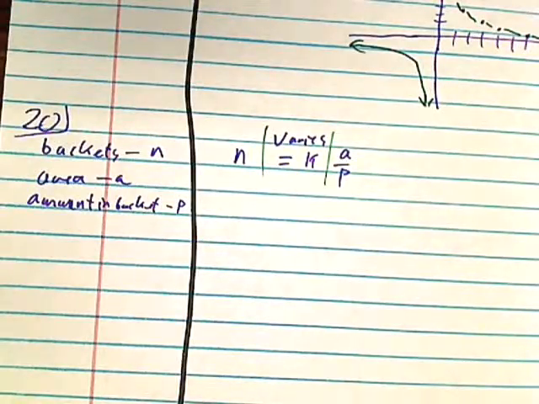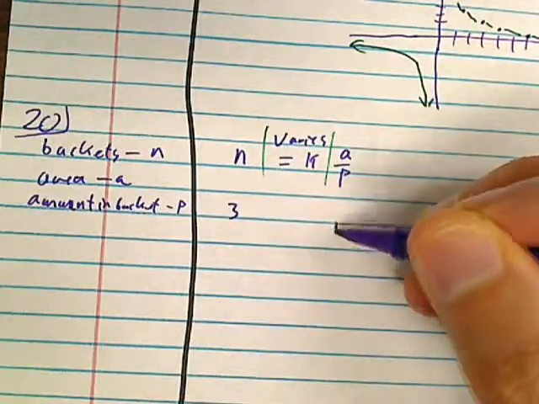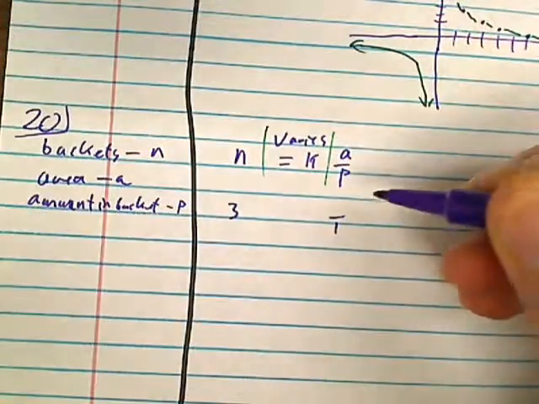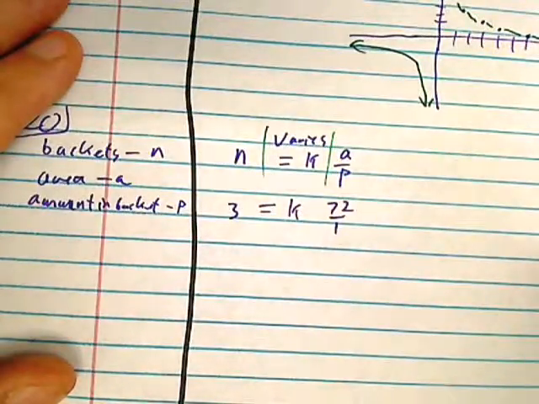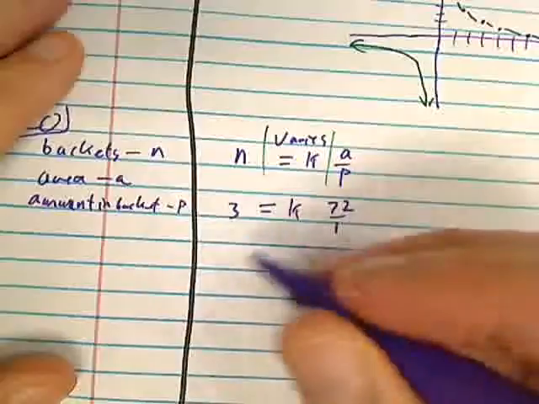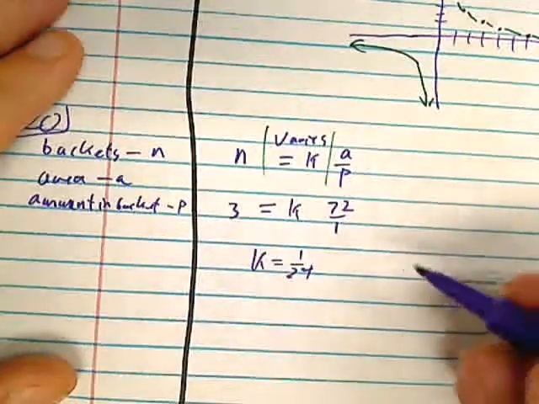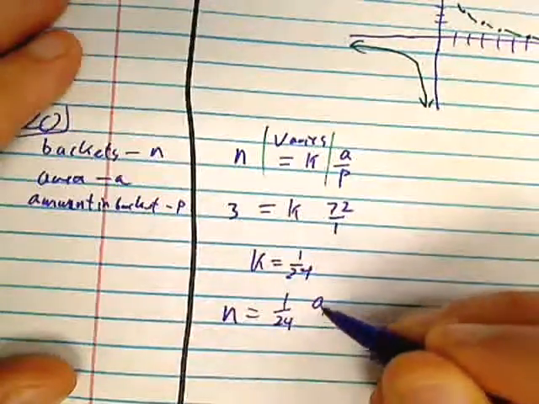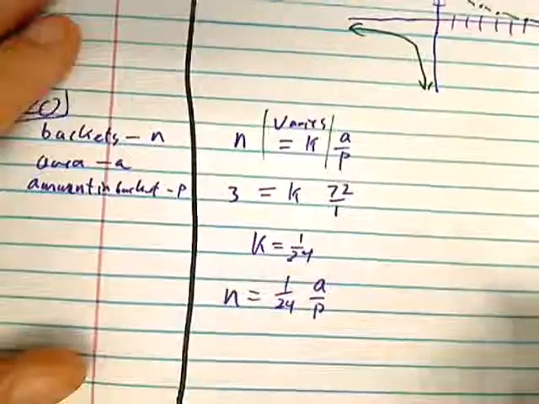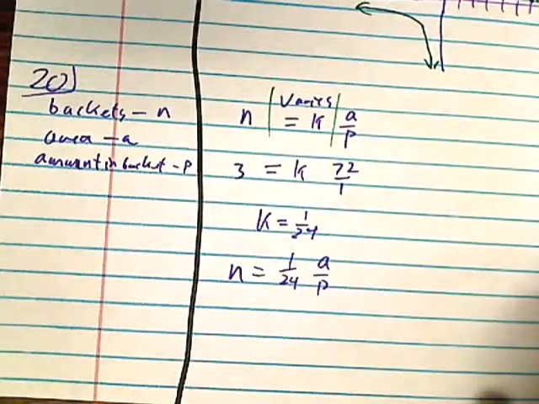Okay, it takes three 1-gallon buckets to paint 72. So to solve for K, divide by 72. So our new equation is N equals 1/24 times A over P. We solve for K, put it in the equation. All right, go ahead and do the very last part there.